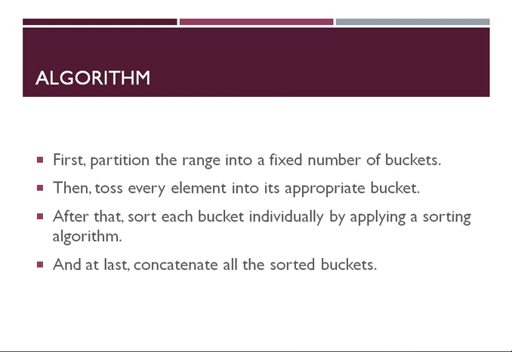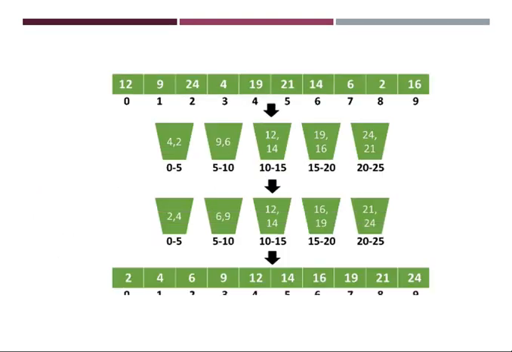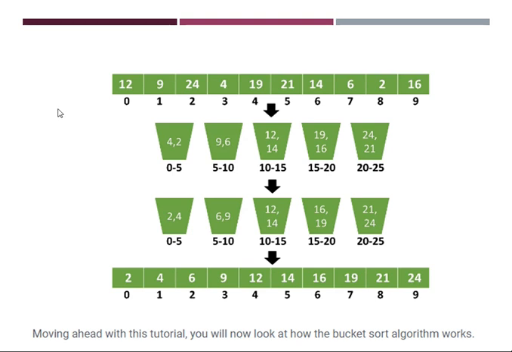Here goes the algorithm. First we need to partition the given range into a fixed number of buckets. Then we need to toss every element into its appropriate bucket. After doing that, we need to sort each bucket individually by applying a sorting algorithm. And at last, we need to merge or concatenate all the sorted buckets. Let us have a look at an example.